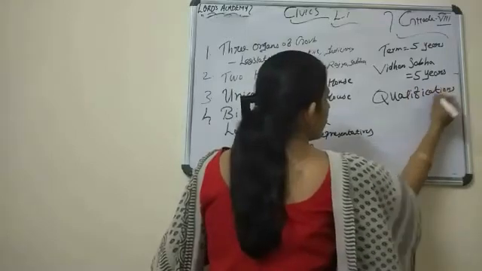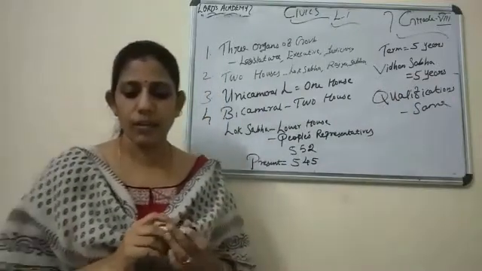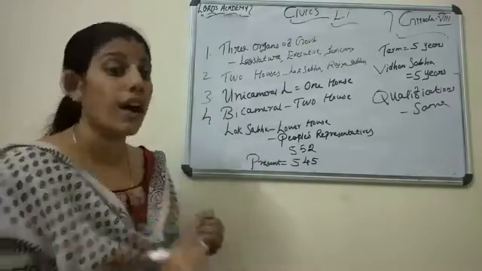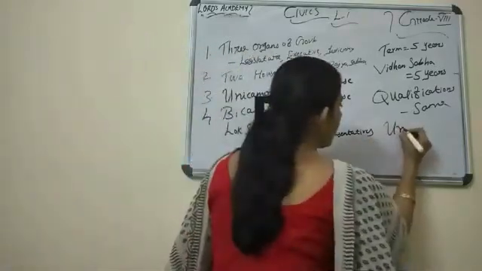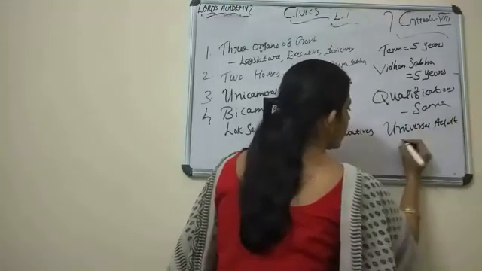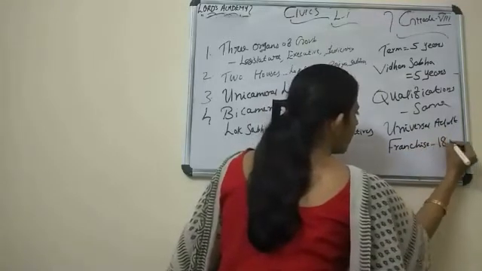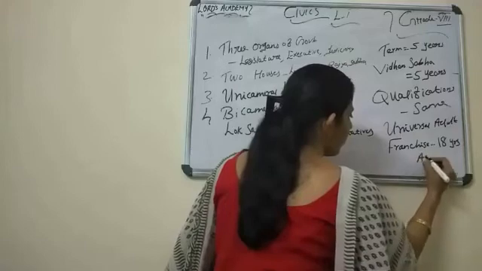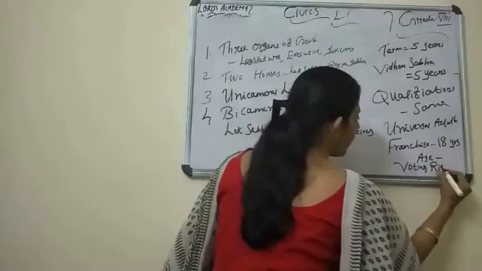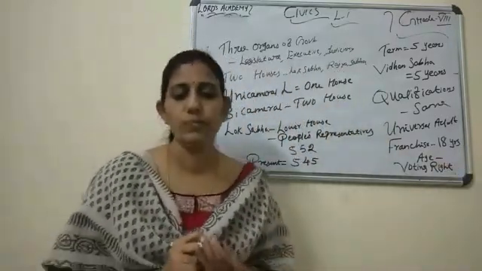Qualifications are the same for Lok Sabha and Vidhan Sabha. Next, a very important question: what is meant by universal adult franchise? Those who have completed 18 years of age or above have the voting right, and that voting right is known as what? Universal adult franchise. So that's a very important question.